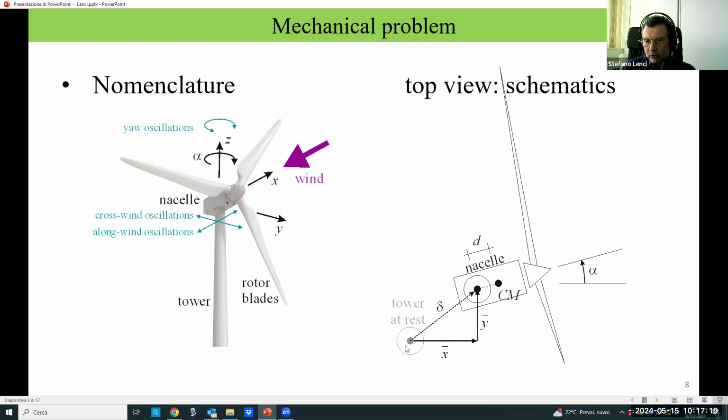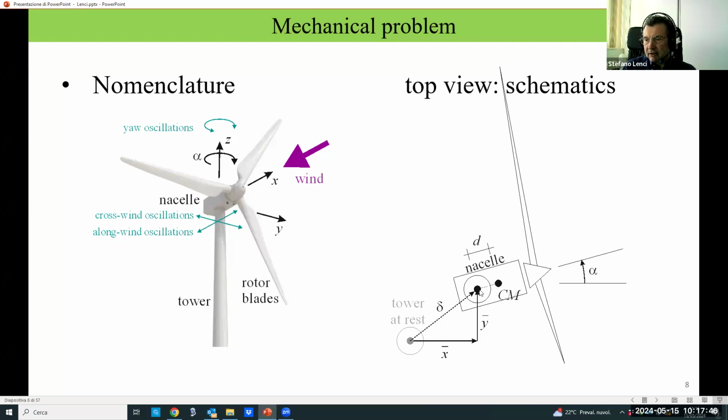Here is the wind turbine, x displacement, y displacement, and there is also the yaw oscillation, which is the rotation. And there is also this small offset between the center line of the tower and the center of mass of the nacelle and of the rotor all together, and we assume that the wind is forcing the excitation. So there is this small offset.